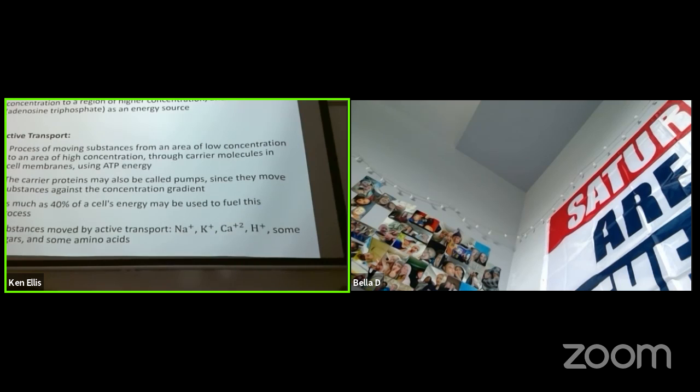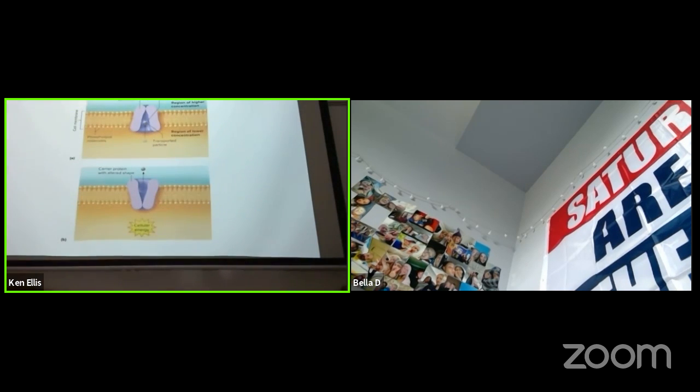It says here that as much as 40, almost half of the percentage of the cells' ATP is used to do this process. Get things in that need to be in and out that need to be out. Substances moved by active transport include sodium, potassium, calcium, hydrogen, sugars, amino acids, etc. All those substances move, sometimes by this process, active transport.